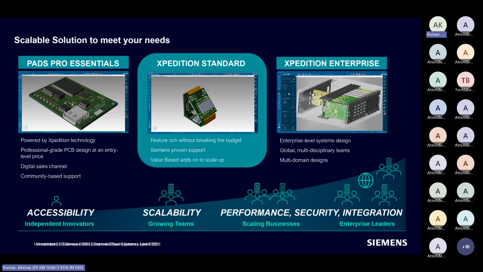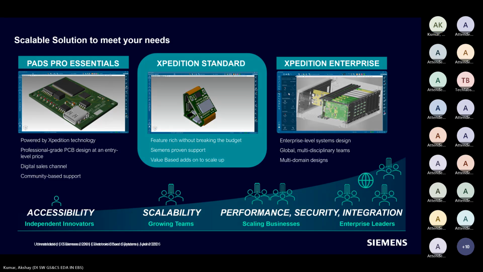And similarly with Expedition Enterprise. So at any point of time that you would like to upgrade your product from Standard, once your team is also growing faster, right? You can also think of upgrading to the Expedition Enterprise level. So there are a couple of differences, of course, from PADS Pro Essential to Expedition Standard and from Expedition Standard to Expedition Enterprise, right? But we are not highlighting that today. So our main focus in today's webinar is mainly on Expedition Standard, right?